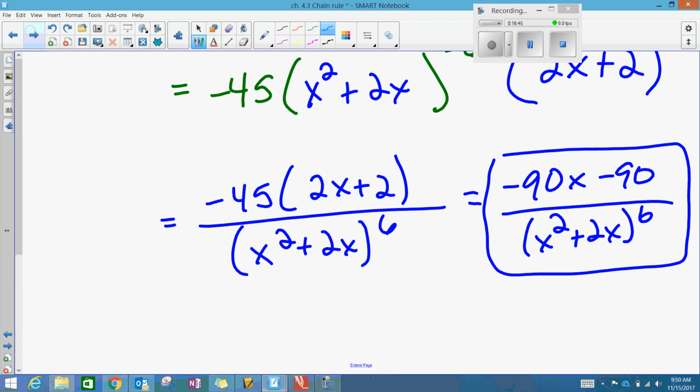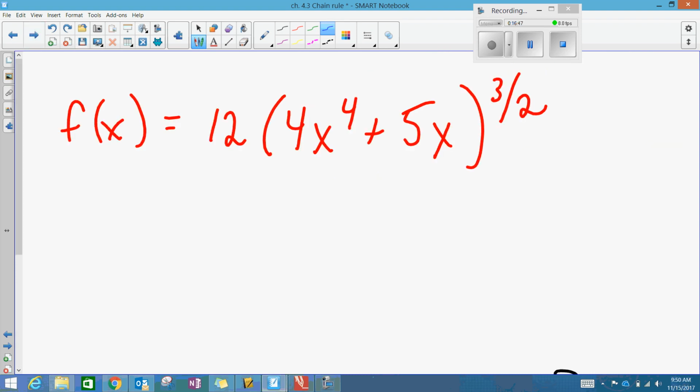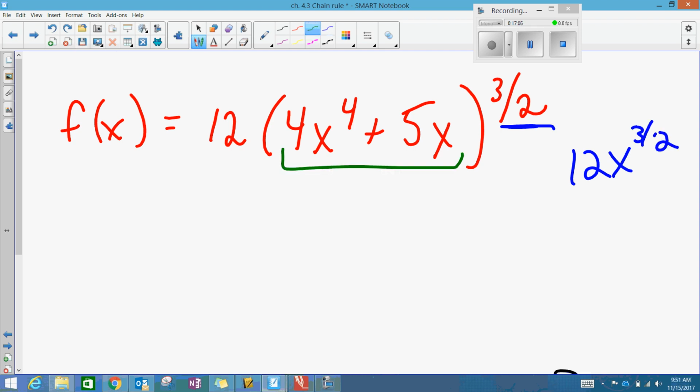So I'll tell you what, let's go ahead and work through this one. So again, this is a fractional exponent, but it's not just a square root. It's a 3/2. So again, same rule applies though. So the outside function here, we can think about it as actually 12x to the 3/2. The inside function, we can think about it like that.